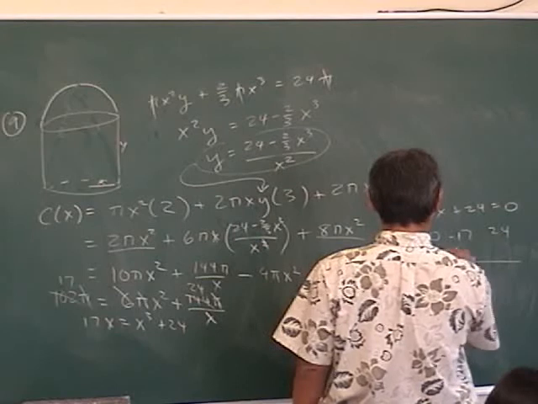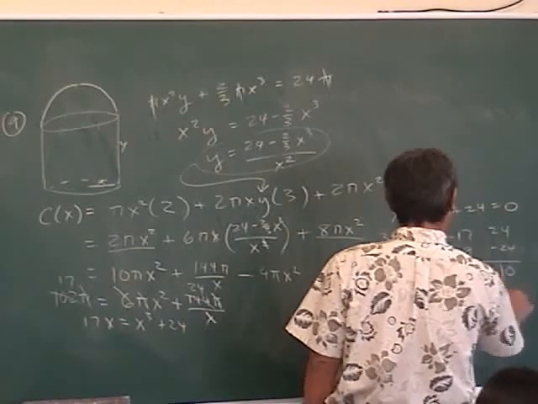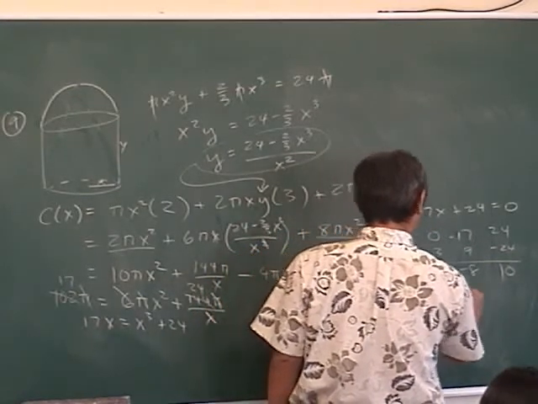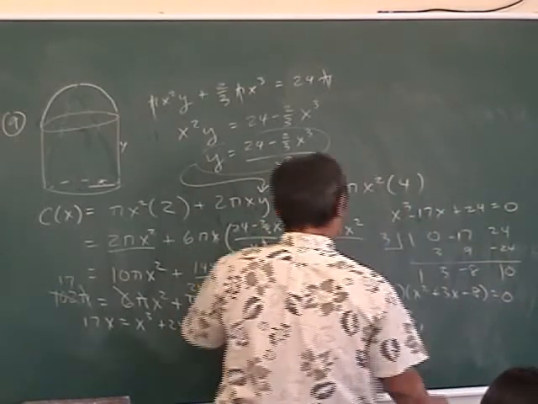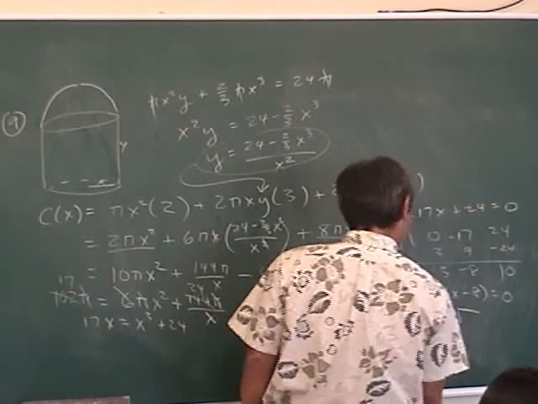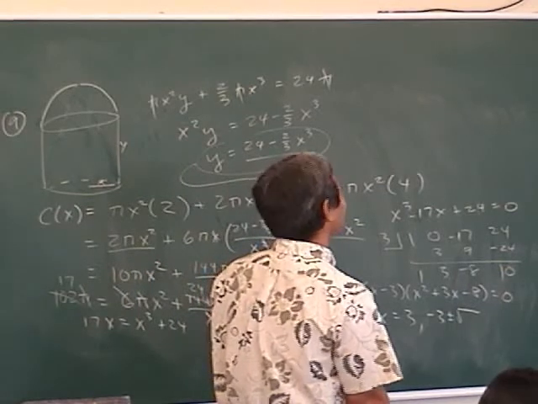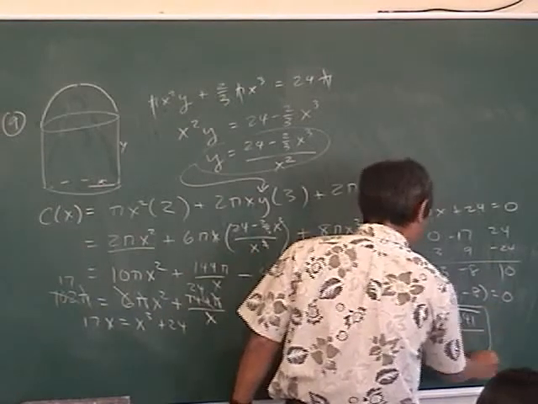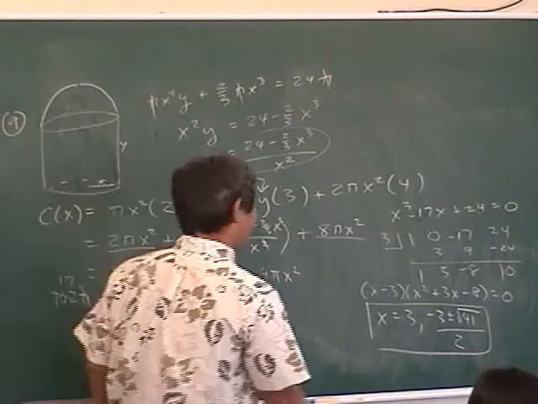Now it works. 3, 9, negative 8, negative 24, 0. So x minus 3, x squared plus 3x minus 8 equals 0. So x equals 3, or you got to use the quadratic formula. Negative b plus or minus the square root of b squared, that's 9 plus 32, it's 41, all over 2a. Box that. That's the answer. No, x represents a length, so you got to erase this one.